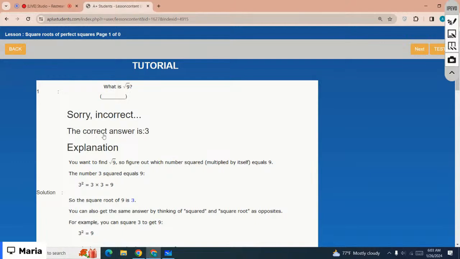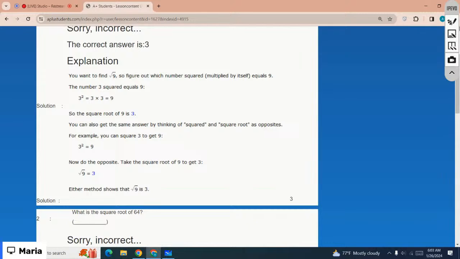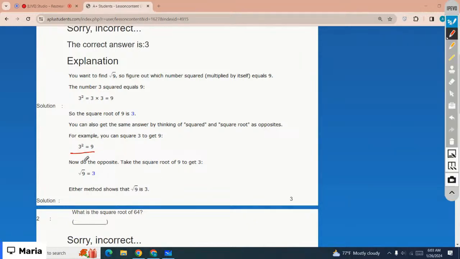So square and square roots are opposite to each other. If you calculate 3 squared, the answer is 9. And if you calculate the square root of 9, the answer is 3. That means square and square roots are opposite to each other. Got it? So whenever you have to calculate the square root, you need to find the perfect number that is multiplied by itself.